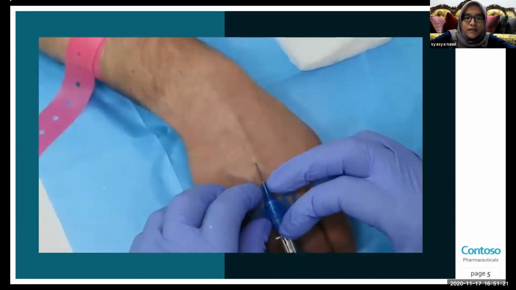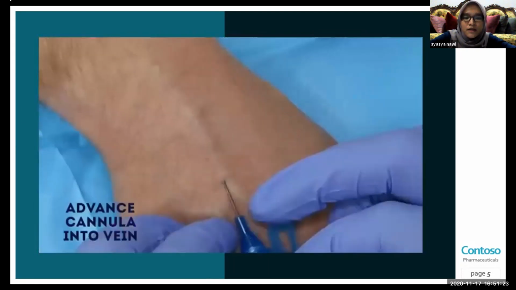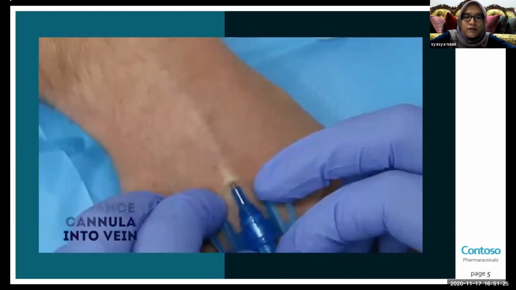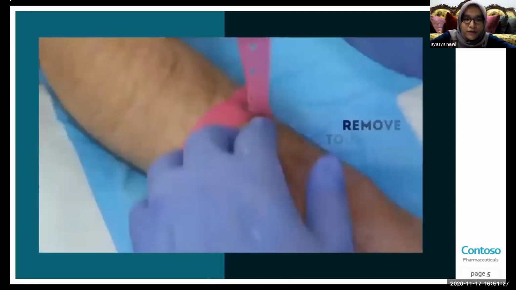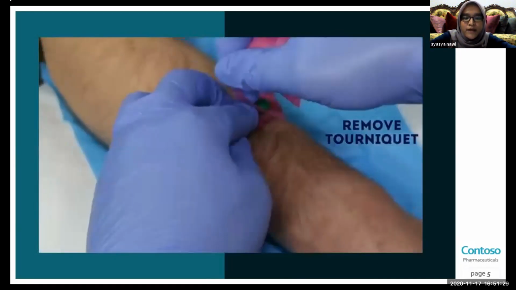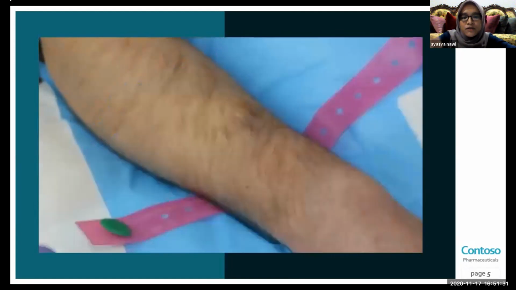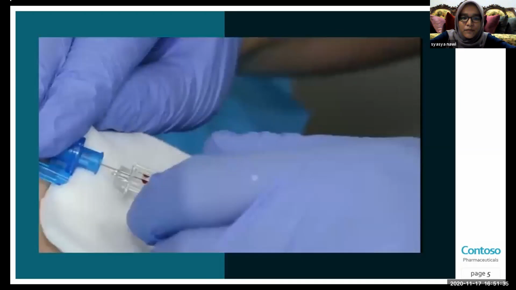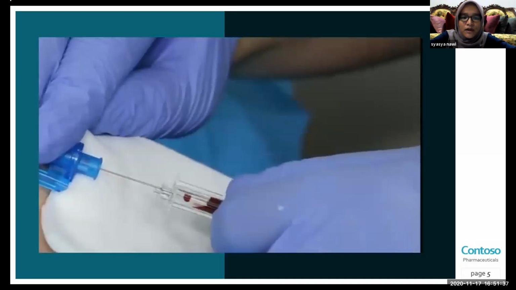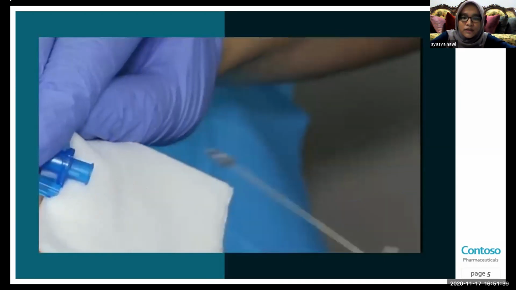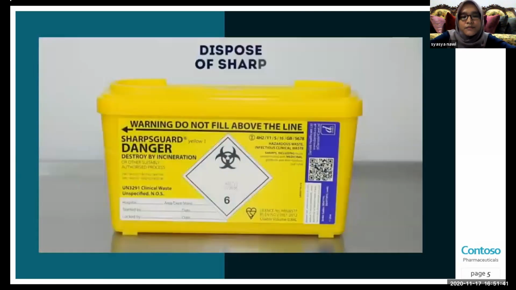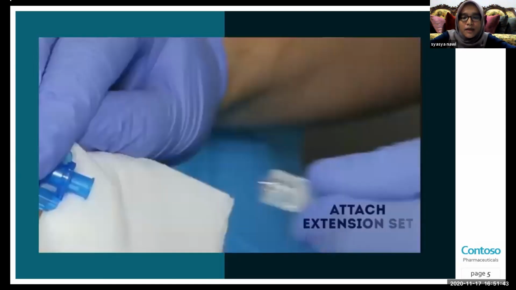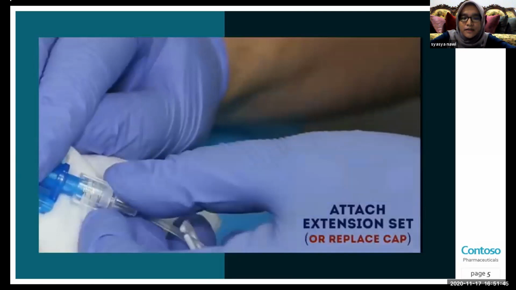And then we advance the cannula into the vein. Okay. After that, we remove the tourniquet first, then followed by removing the introducer needle. Okay. Throw the needles into the sharp bin. And then we attach the extension set.